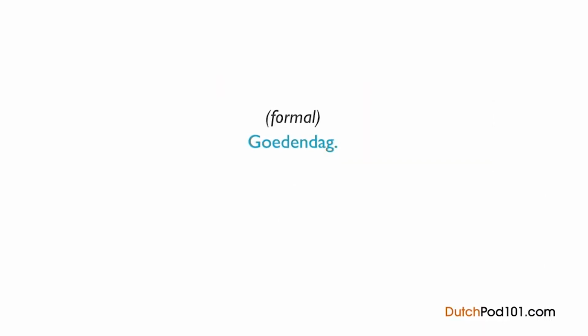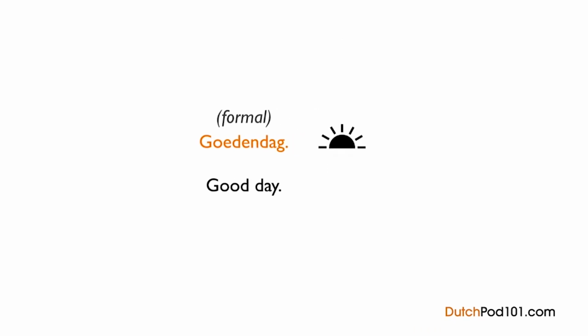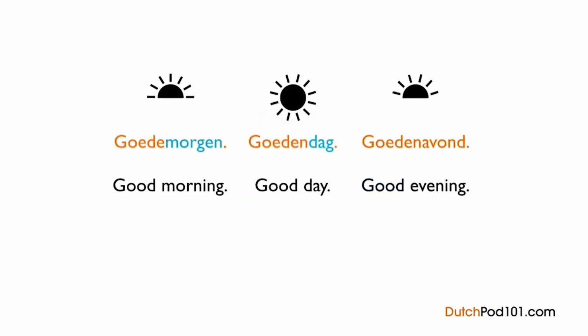Let's start with goedendag. Literally, goedendag means good day. As a rule of thumb, we can use goedendag only during the daytime, from late morning until early evening. In the morning we say goedemorgen, good morning. During the evening we say goedenavond. Goed is Dutch for good. Dag, morgen and avond means day, morning and evening, respectively.